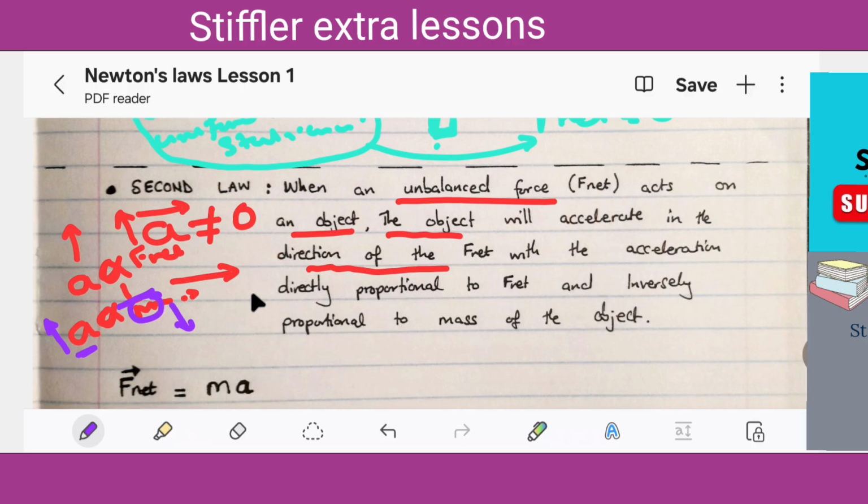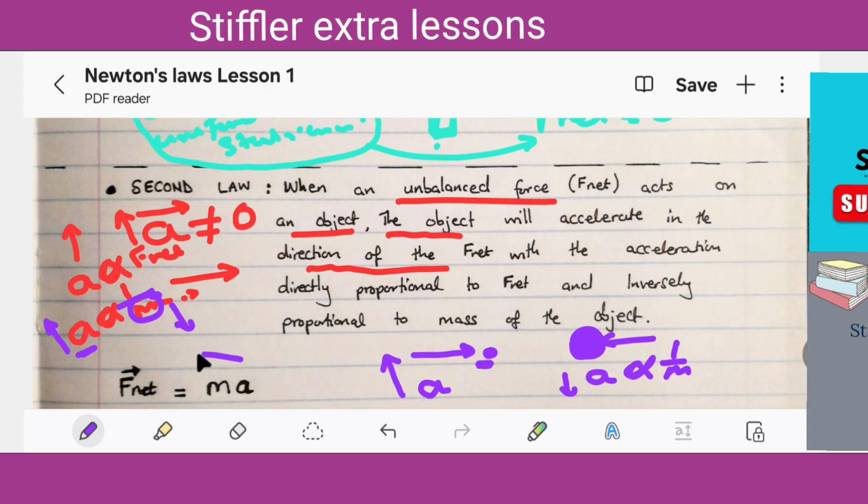That's why when you apply equal forces on two different objects, the smaller one and the bigger one, you apply the same force here and the same force here, this object will tend to move very fast compared to this object. Why? Because acceleration is inversely proportional to mass. This mass is bigger, so it will cause the acceleration to be small. But in this case, since that mass is small, our acceleration will be very big.